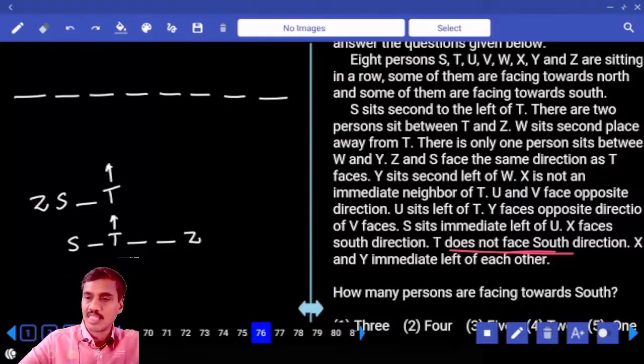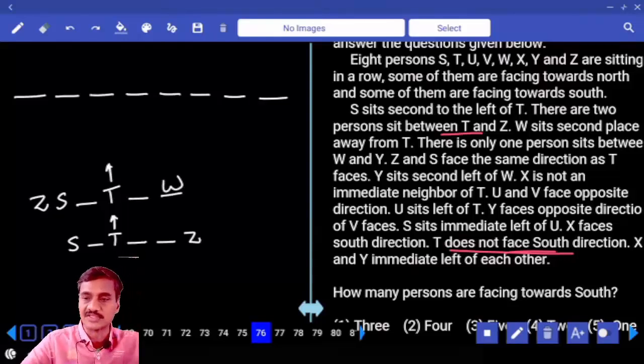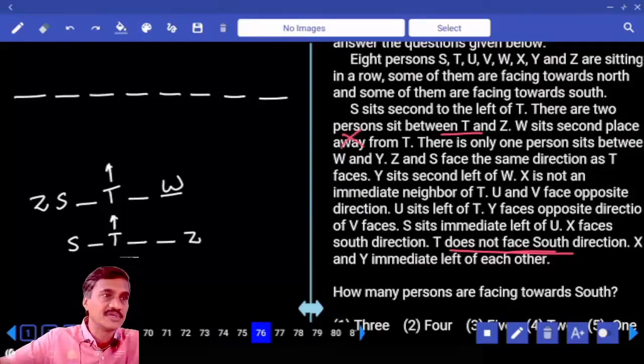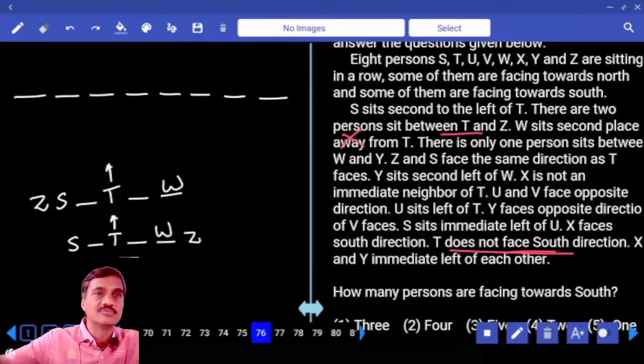And next one, W sits second place away from T. W is away from T, second place. The word away doesn't have any significance. 2 places away means the second place, 3 places away is the third place, and so on. Hence, W sits second place away from T. Now here also W sits second place away from T. In both the cases, W is to the right hand side of this T.